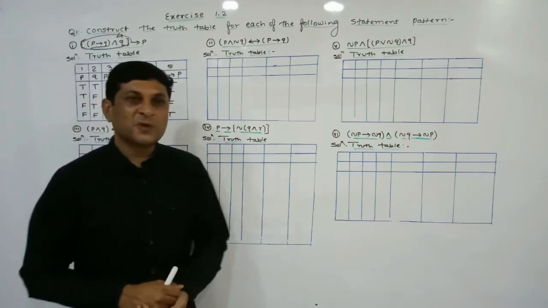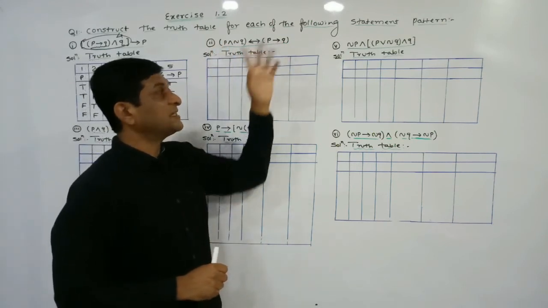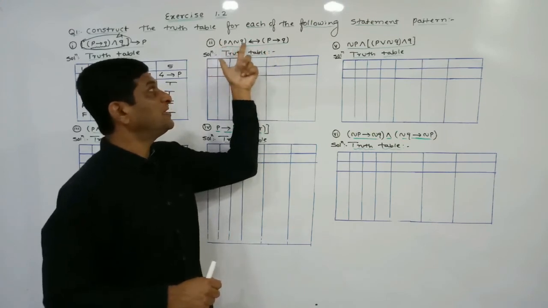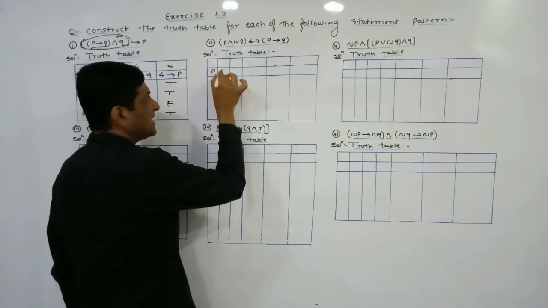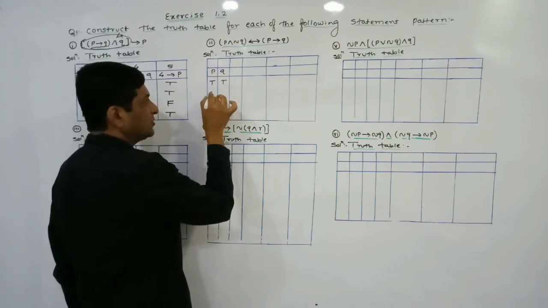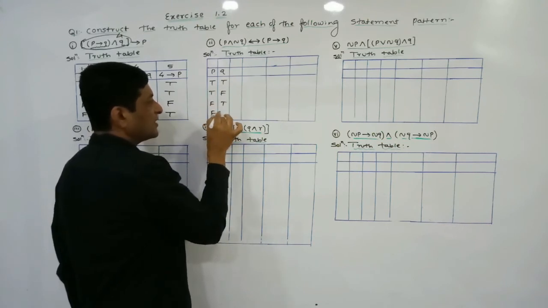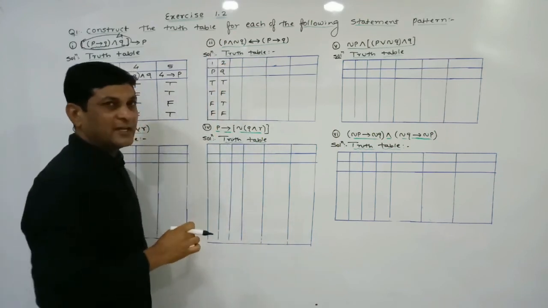Now let us try to solve the second example. In the second example, observe the statement. How many statements are under consideration? P, Q. So only 2 statements are under consideration. So we will get 4 possibilities of truth values: true, true; true, false; false, true; and false, false. Let us denote the first column by 1 and the second column by 2.